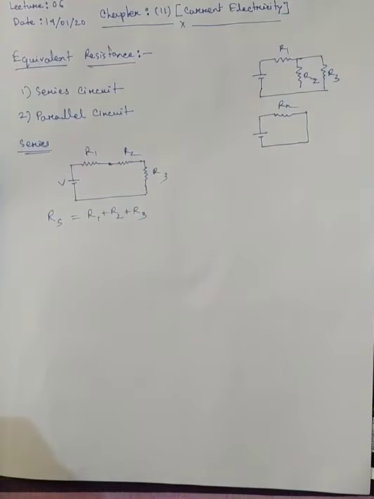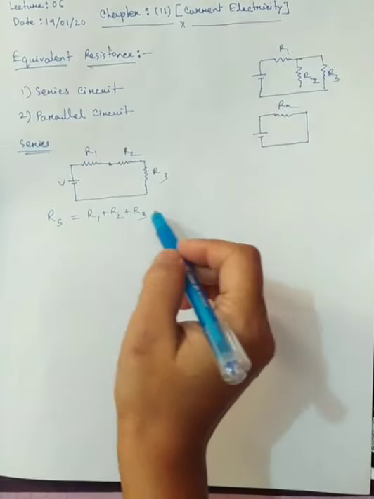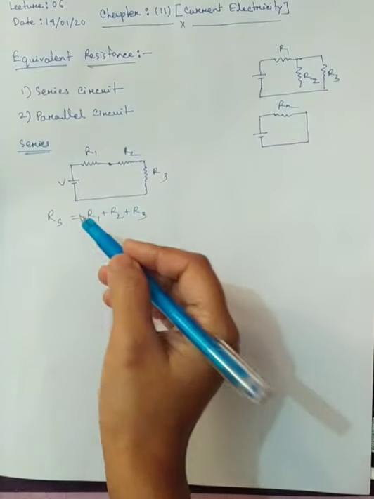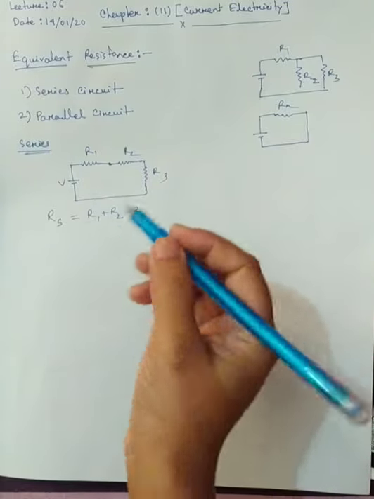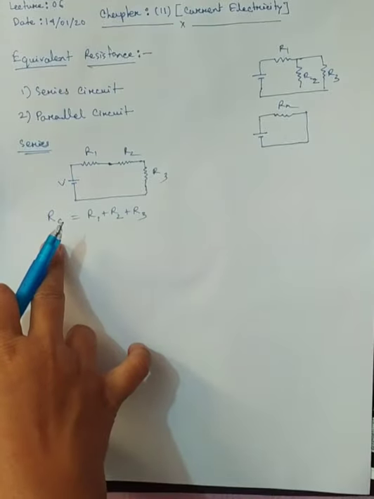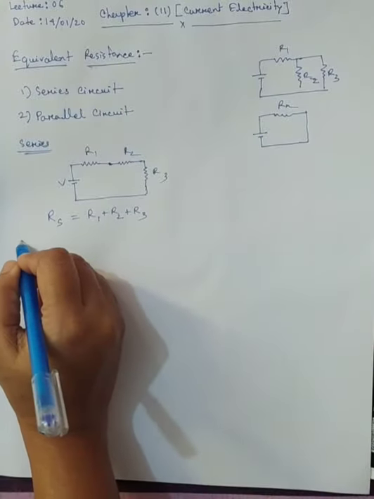Series combination এর ক্ষেত্রে যেটা আমরা বলবো, সরাসরি যে রেজিস্টর গুলো একটা সার্কিটে ব্যবহার হয়েছে সবগুলোকে যোগ করে দিলেই আমরা সিরিজ কম্বিনেশনের জন্য বা সিরিজ সার্কিটটার জন্য ইকুইভ্যালেন্ট রেজিস্টর পেয়ে যাব.